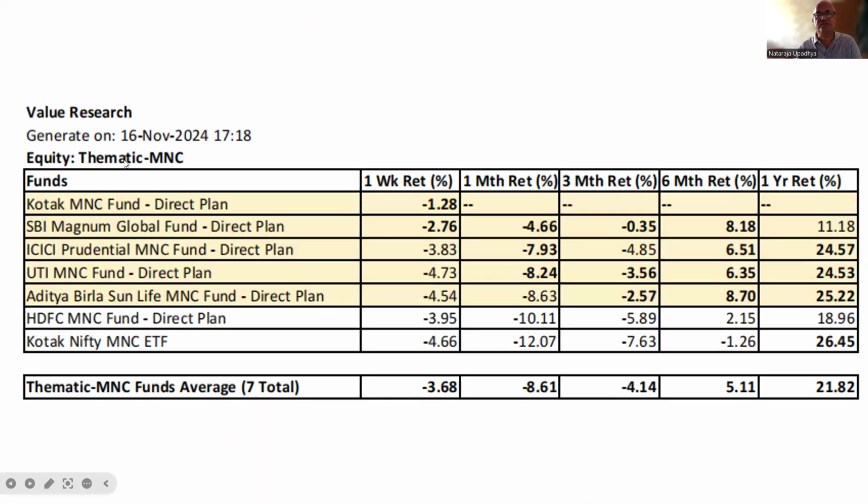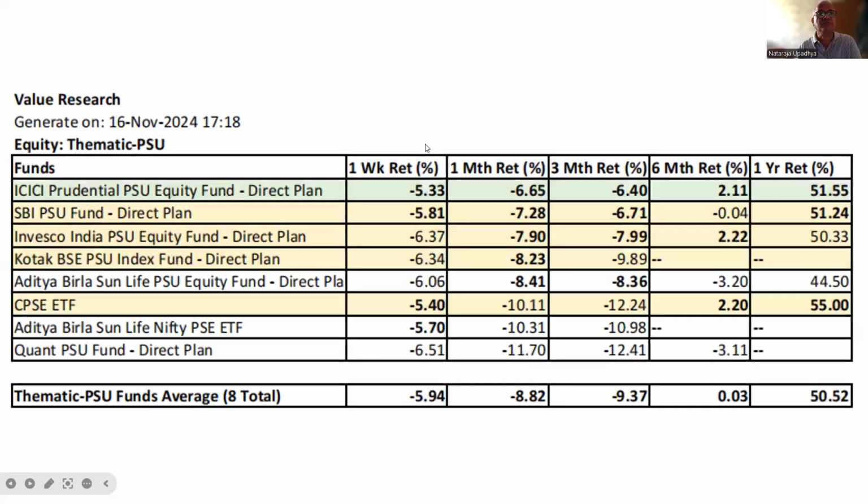Next is thematic MNC funds, annual return 21.82%. Again, correction in the first three short-term timelines and nothing in green here. Next, PSU funds, average annual return still 50.52, one of the highest, but negative returns for the last three short-term timelines. One in green with 51.55% return is ICICI Prudential PSU Equity Fund.